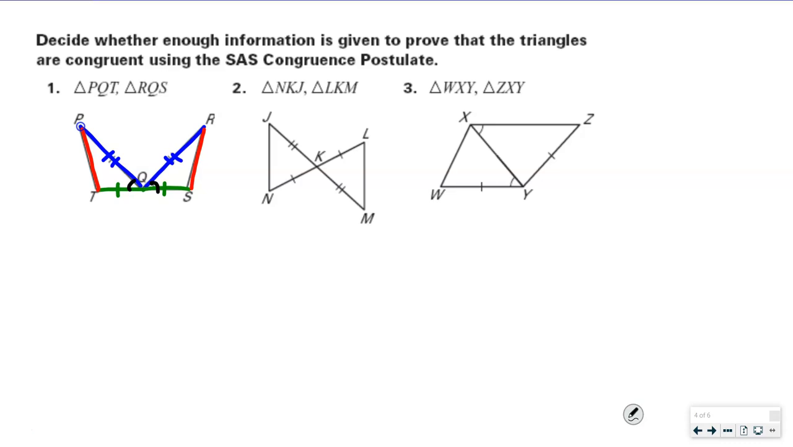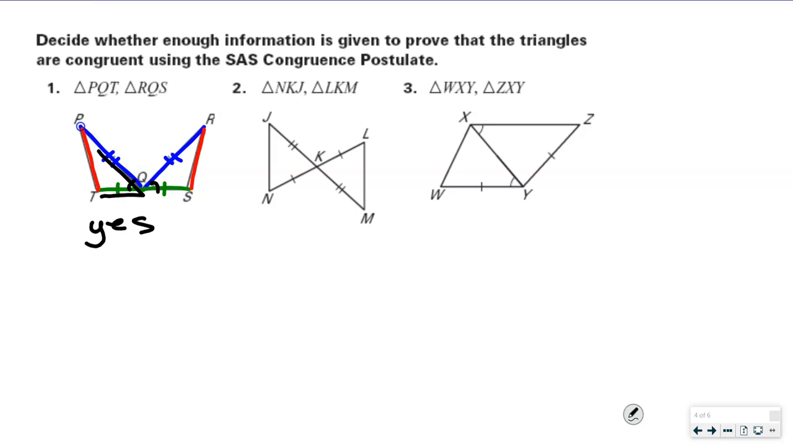So we need to look at, is this side, angle, side? We do have 2 sides and we do have an angle, but we need to make sure that angle is between the 2 sides. So if I'm looking at the green line, following the green line, I start at T, that's a side, I come to an angle, and then I go up my other side. So that is side, angle, side. So yes, that's provable by side, angle, side.